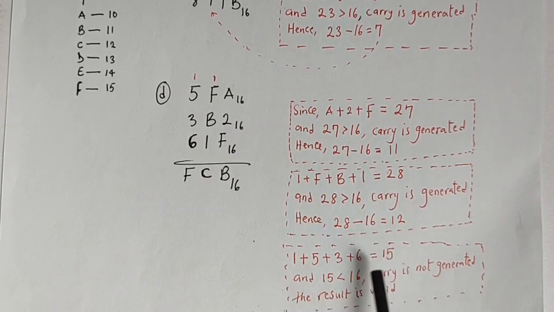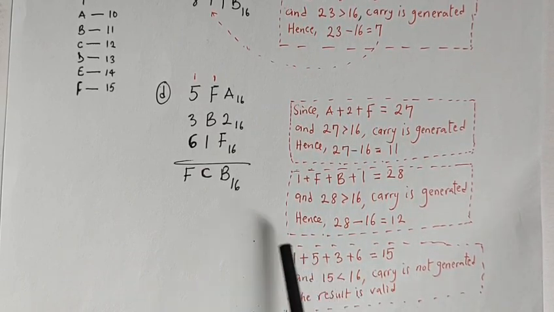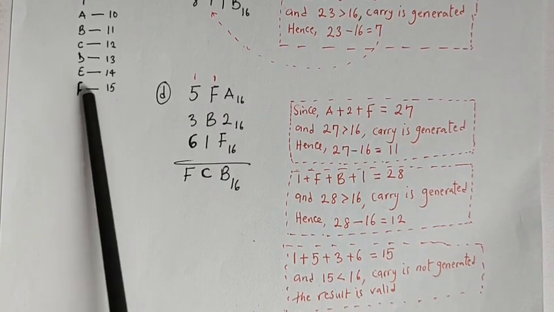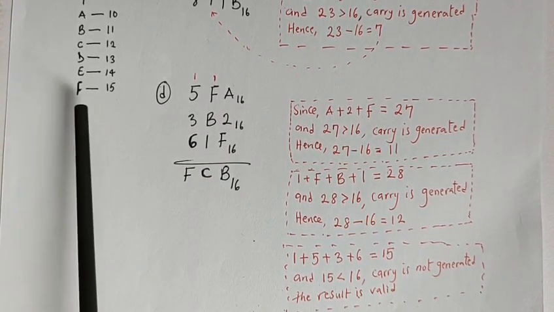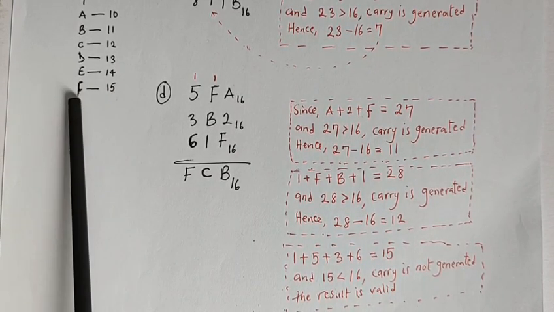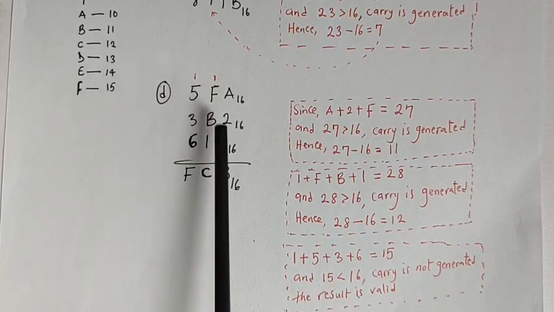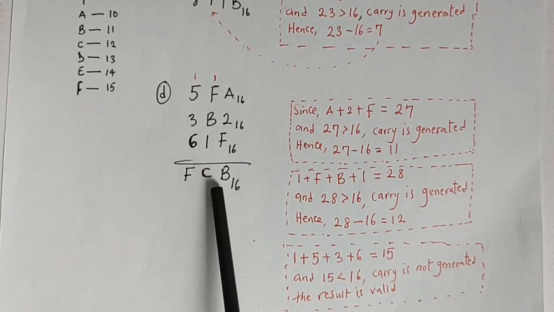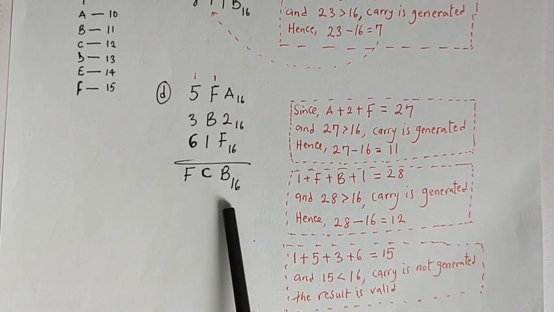In this case, 15 is less than 16, so a carry is not generated. Therefore, the result is valid. So we have 15 at this point. But you cannot write 15 directly. You have to go to the hexadecimal table and see what 15 is. 15 is F. So we write F instead of 15. So this is how to solve this question. Very easy. FCB base 16.